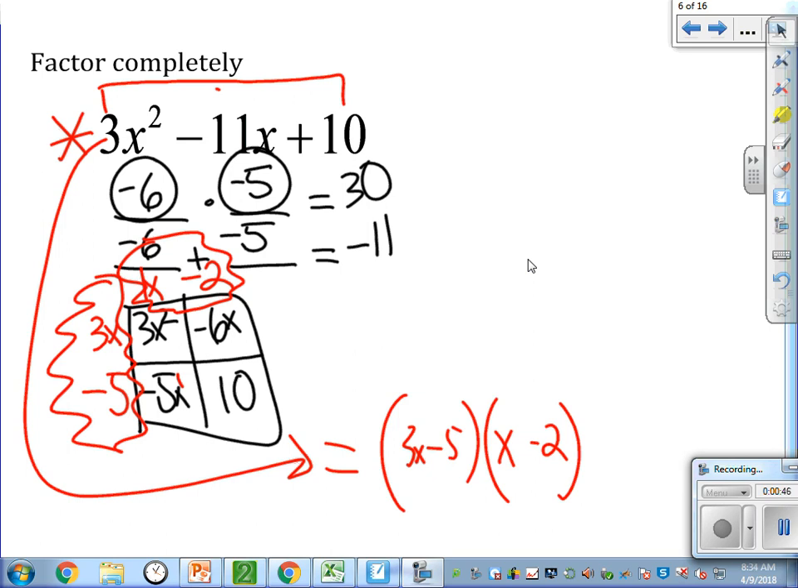Now, I want to say that you want to eventually get so good at factoring out these GCFs that you're not going to have to use this supplemental method that I'm about to show you. But for now, to help you get by, you can use this method, and it will very rarely lead you astray.